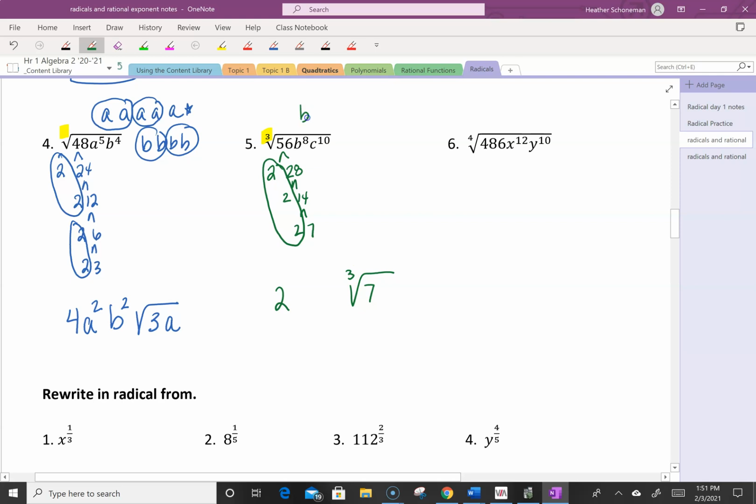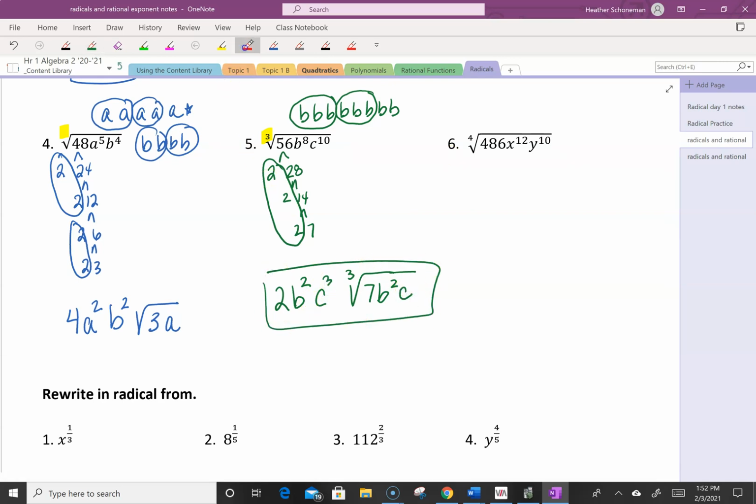Now with the B's, there are 8 B's. 1, 2, 3, 4, 5, 6, 7, 8 B's, and I'm looking for groups of 3. So there's 2 groups of 3, and there's 2 that are left over. With the C's, now I'm not going to keep writing out each time. There's 10, and with 10, I'm going to have 3 groups of 3, but only 1 left over, and that will be my answer.